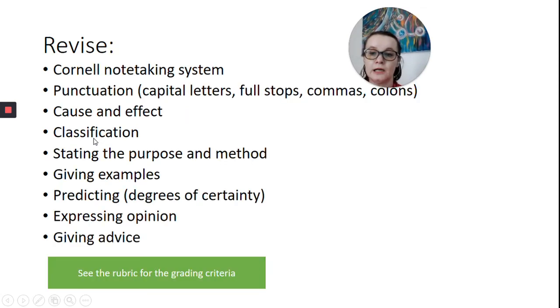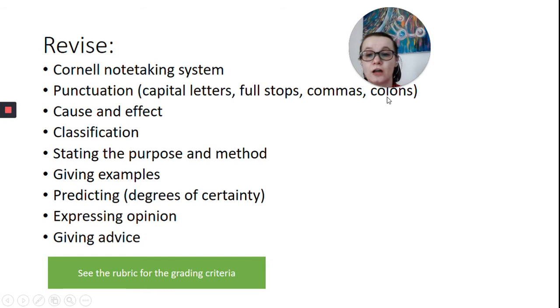So following should revise for the quiz, only 5 questions plus note taking. And so you will have to revise, first of all, note taking, how to take notes using Cornell note taking system. Punctuation, some basic punctuation, how to start a sentence with the capital letters, how to finish it with a full stop, commas within the sentence, and colons.